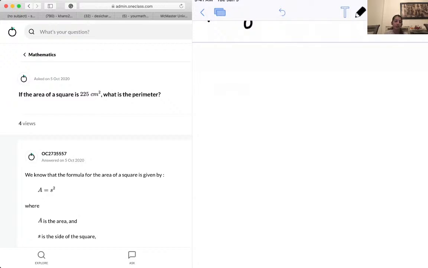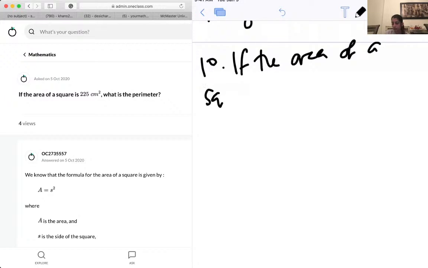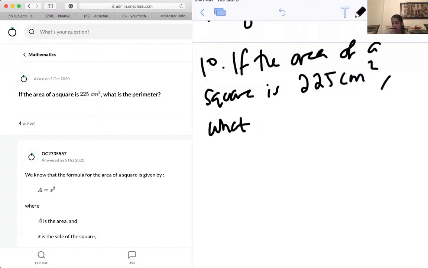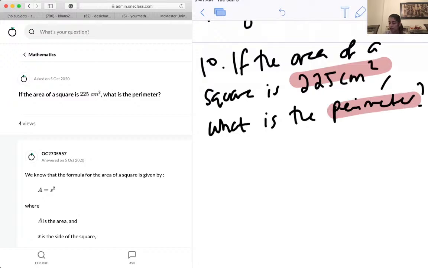Next question is, if the area of a square is 225 centimeters squared, what is the perimeter? What is the perimeter? So we have to understand what they've already given us and what they're asking. So they have given us the area of a square.